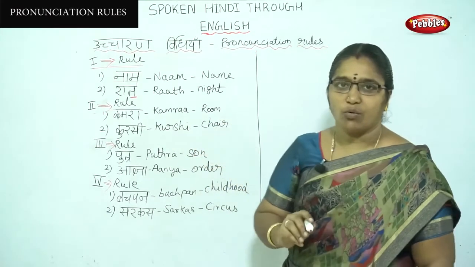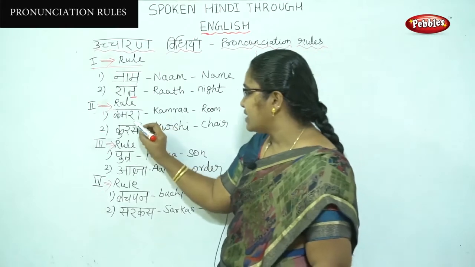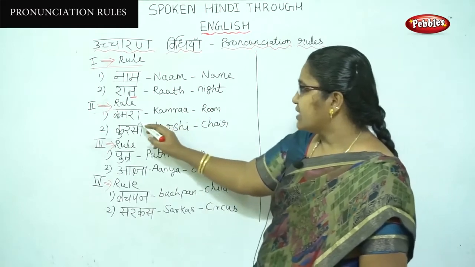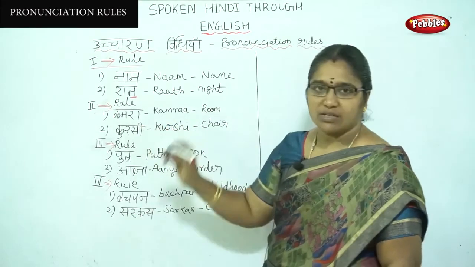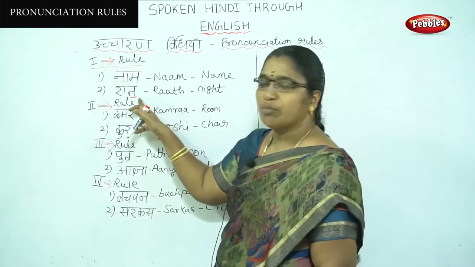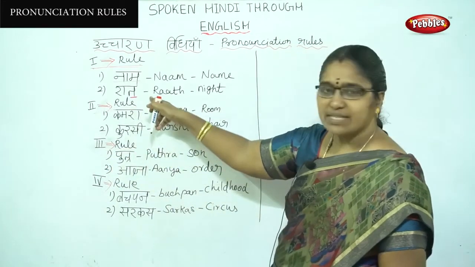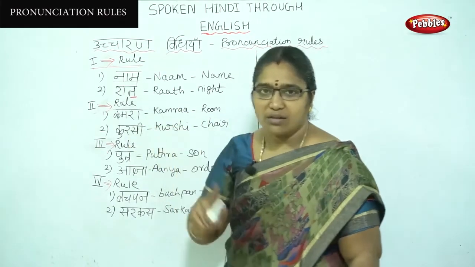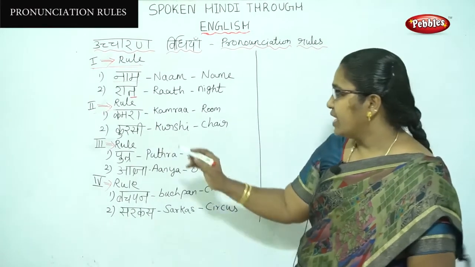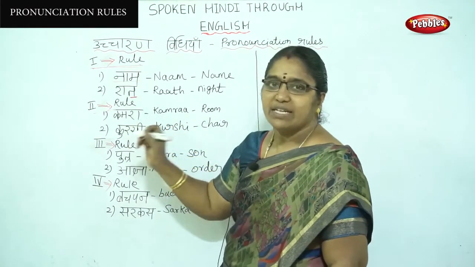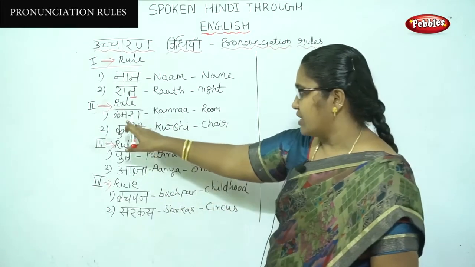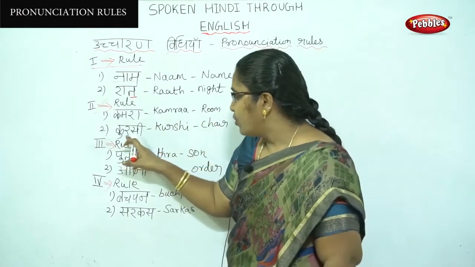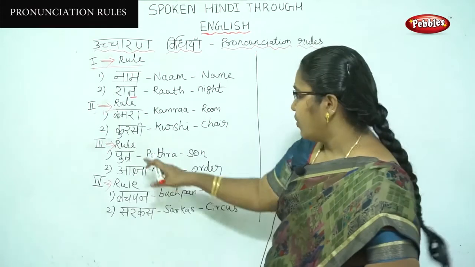The meaning is room. We have to notice whether the last letter is a short sound or a long sound. If it is a short sound, we pronounce it as a consonant. This is the first rule. But the second rule is, if the word has a long sound, we pronounce the letter before it as a short sound, that is, a consonant. Kamara, room. See the next word, kurasi.